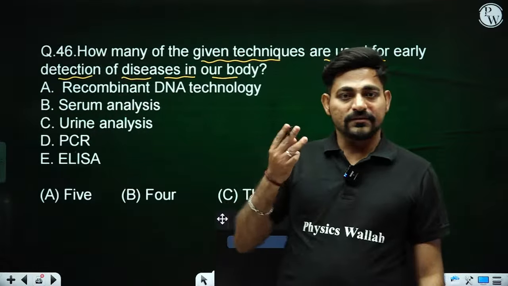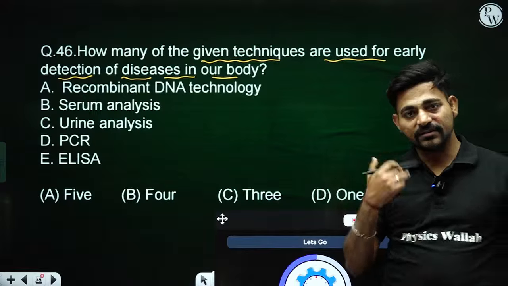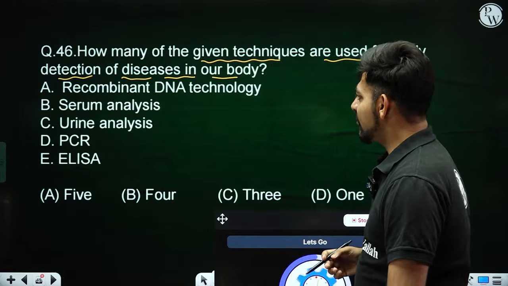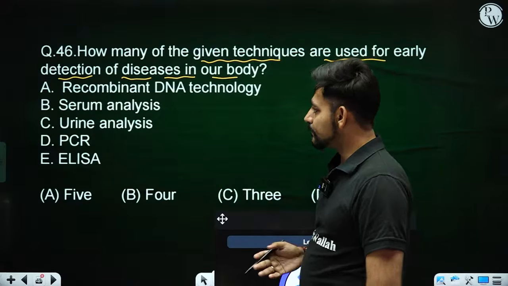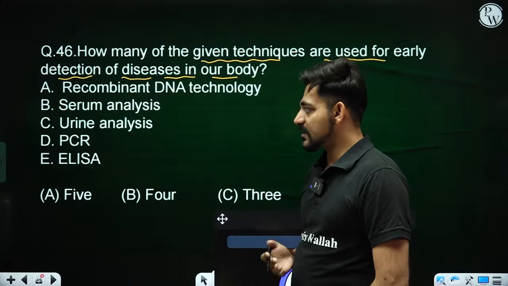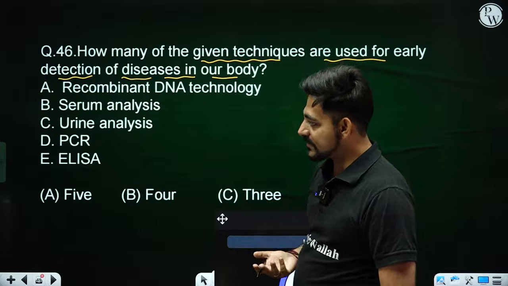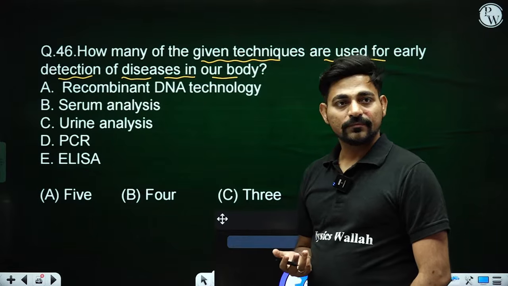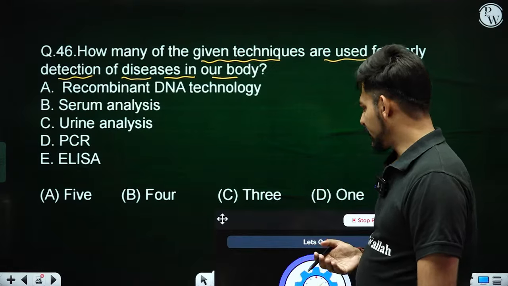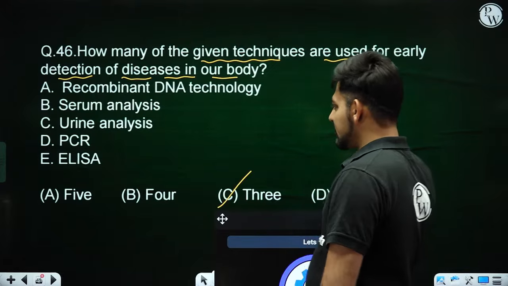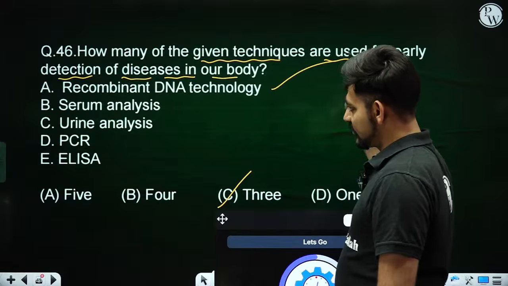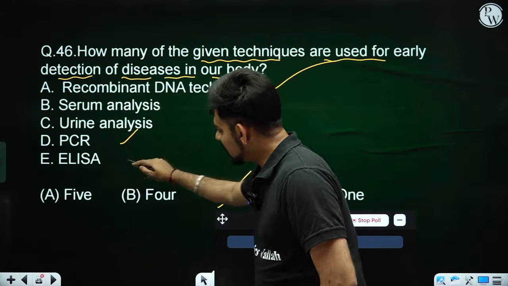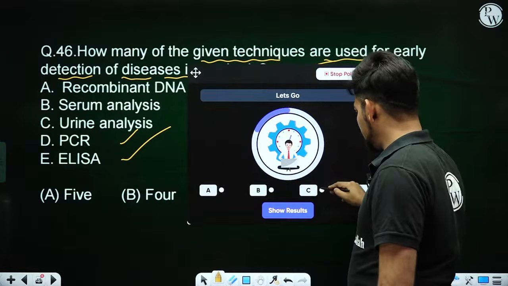You cannot take urine, you cannot take saliva, you cannot take blood. Recombinant DNA technology, can it be possible? Serum analysis, urine analysis, PCR, ELISA. Okay, so you are answering as option C. rDNA technology can be used as a tool for early detection. PCR, ELISA, absolutely. Option C.